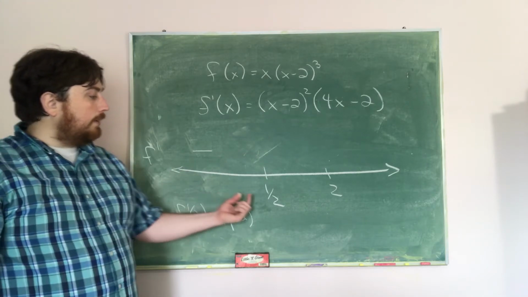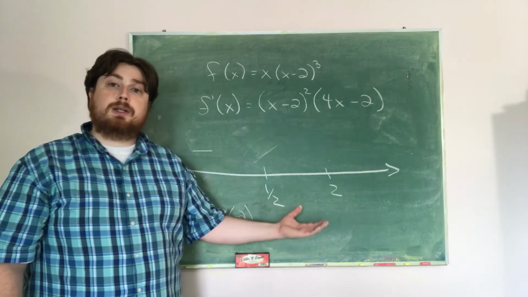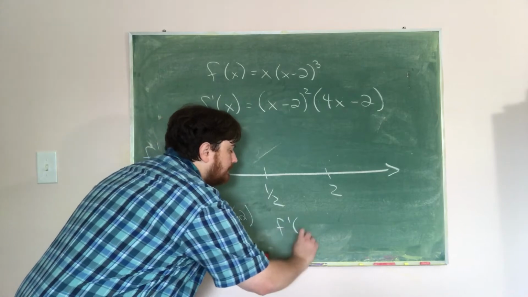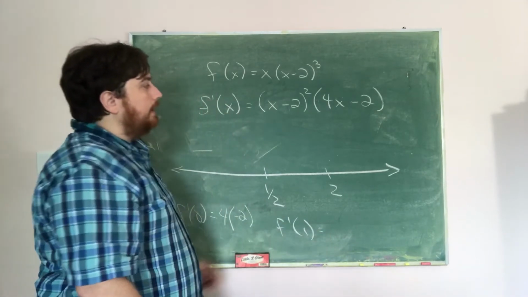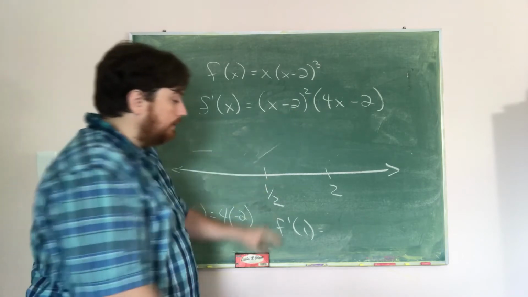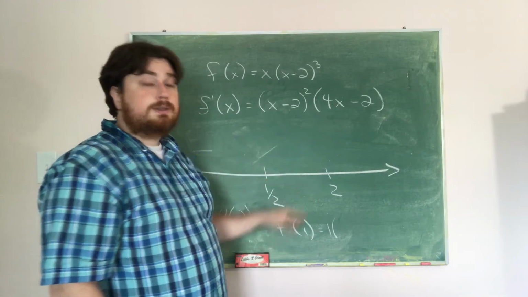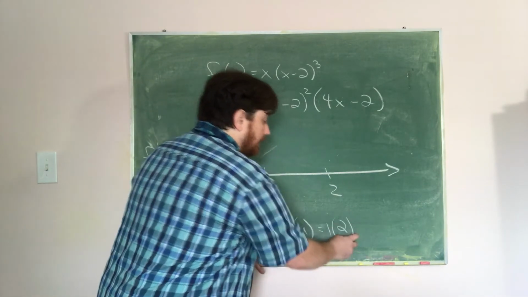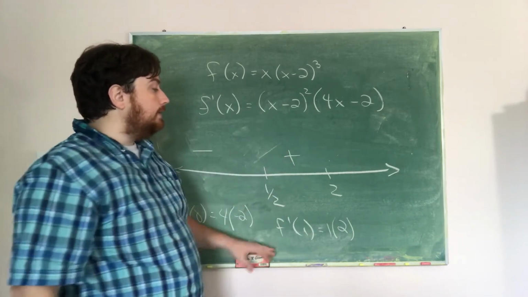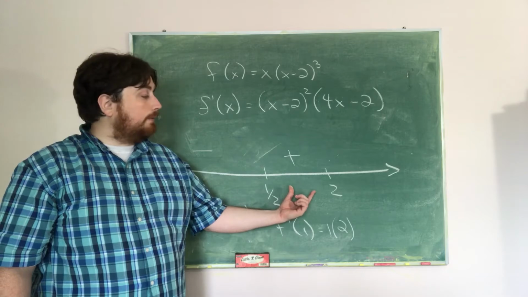Now if I continue that, I want to pick something between 1/2 and 2. A nice number between there is 1. So if I find f prime of 1, what I'm going to get is 1 minus 2 is negative 1, squared is 1, times 4 times 1 is 4, minus 2 is 2. So 1 times 2 is 2. It's positive. So everywhere in this interval, my derivative is positive.